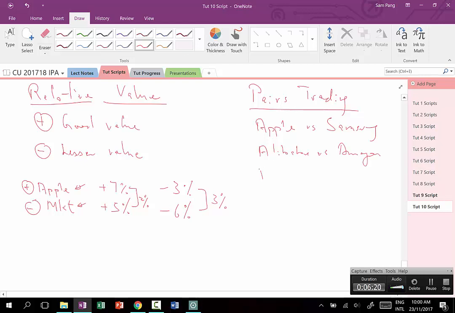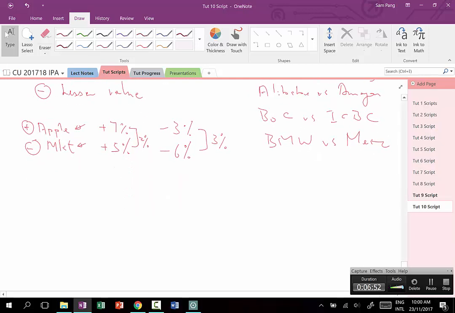or Bank of China versus ICBC. There are a lot of examples like that, or even BMW versus Mercedes-Benz. Everyone knows these cars. Okay, now one thing about pairs trading is this is quite often the domain of hedge funds, and one possible difference here is in pairs trading, you are actually looking at the long-term relationship between these two underlyings, and you see that for a long time they are moving in unison, and suddenly there is some kind of divergence, and you expect that gap to close again.